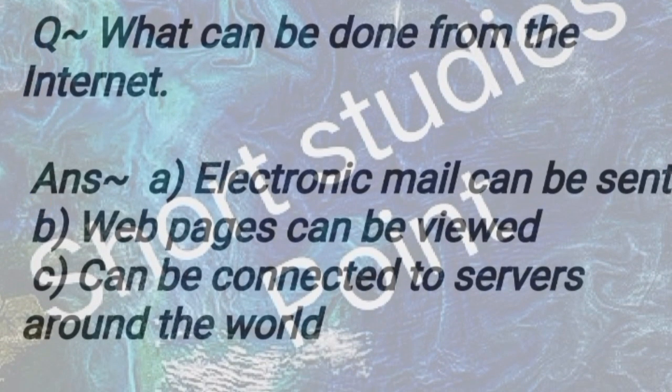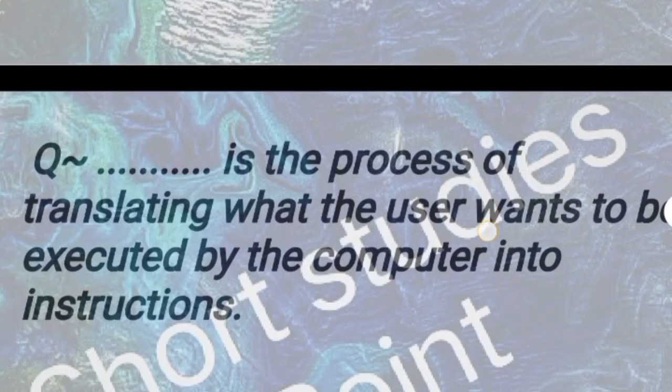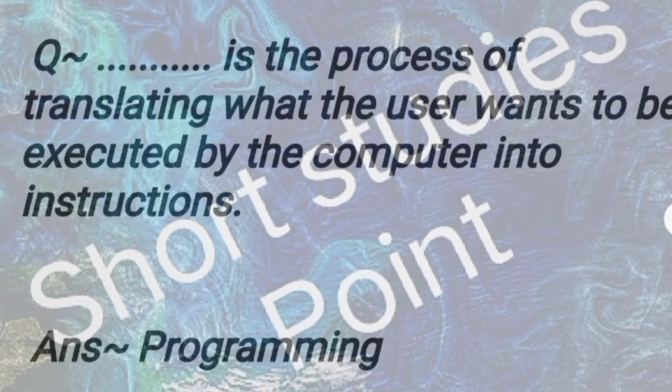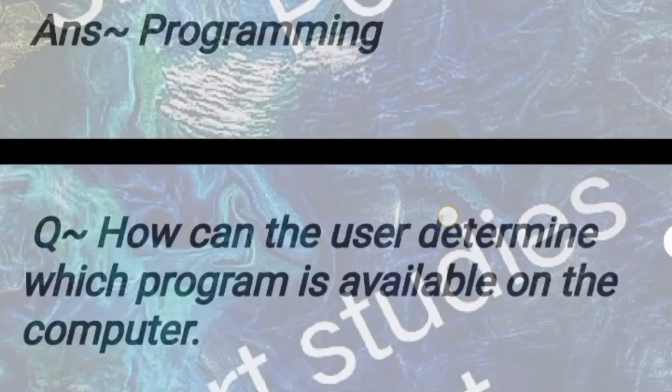Next question: what can be done from the internet? Answer: electronic mail can be sent and a web page can be viewed or can be connected to servers around the world. Next question: dash is the process of translating what the user wants to be executed by the computer into instructions. Answer: it is called programming.